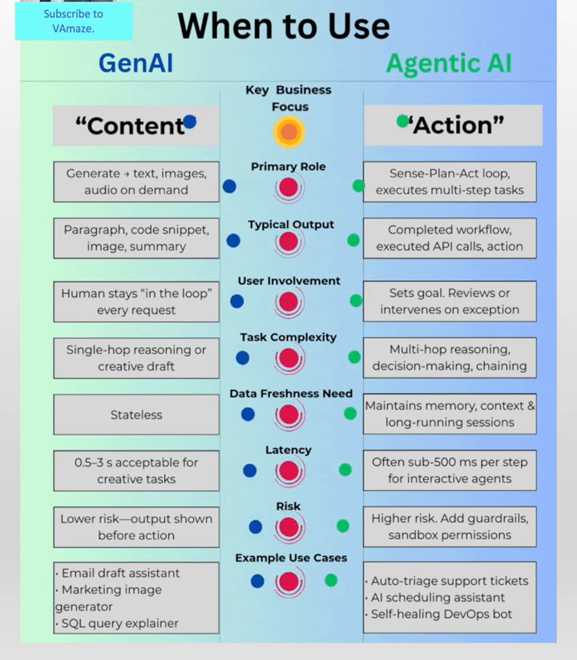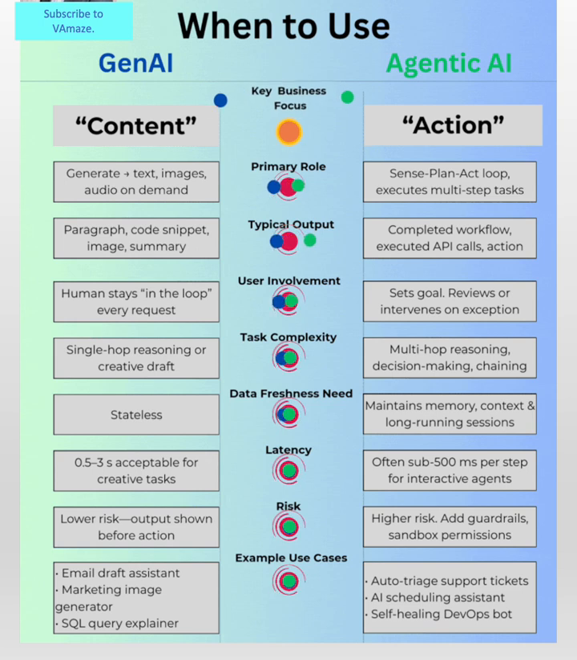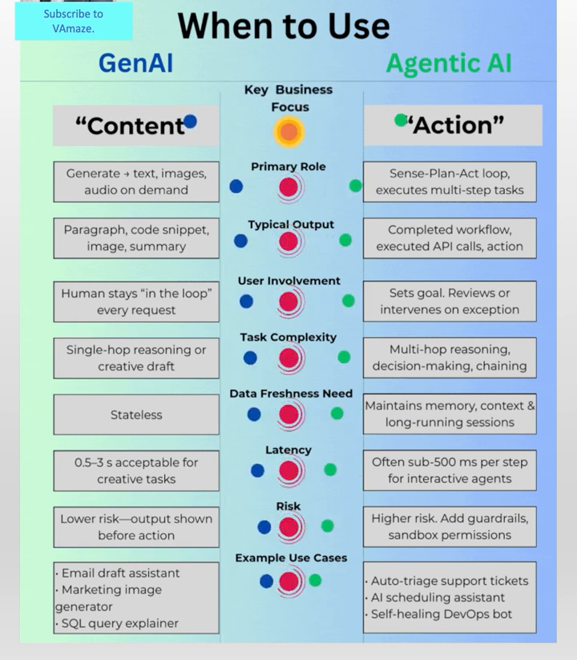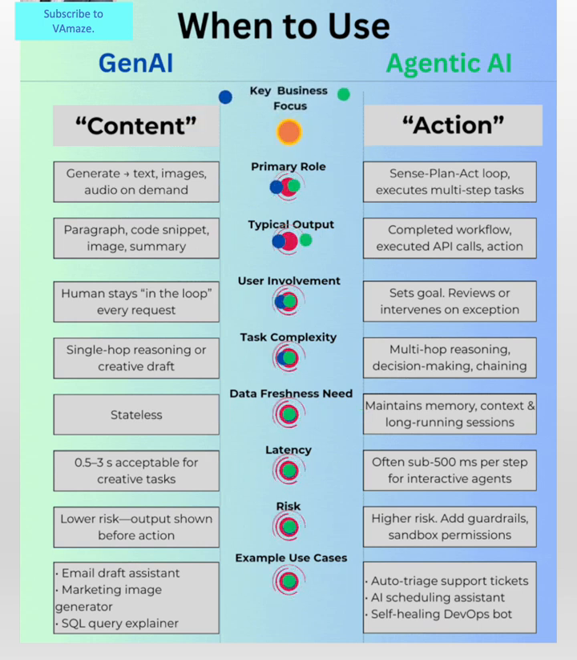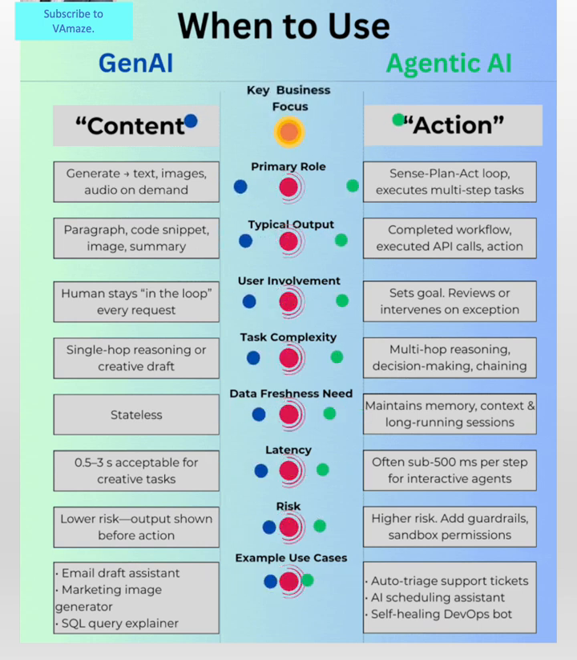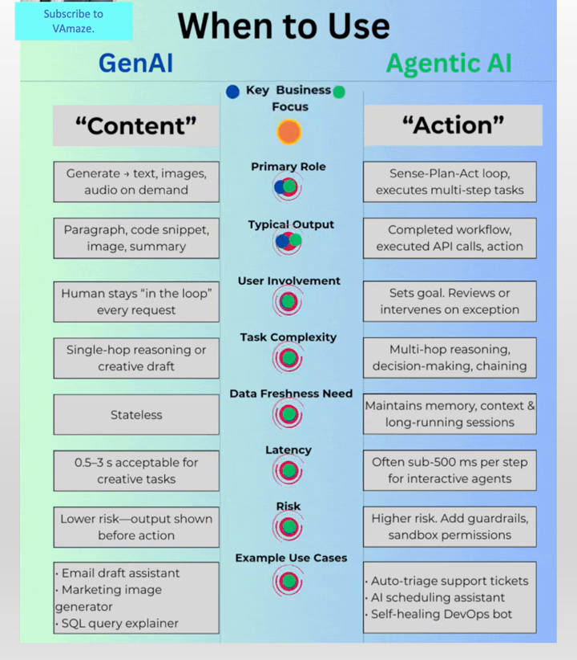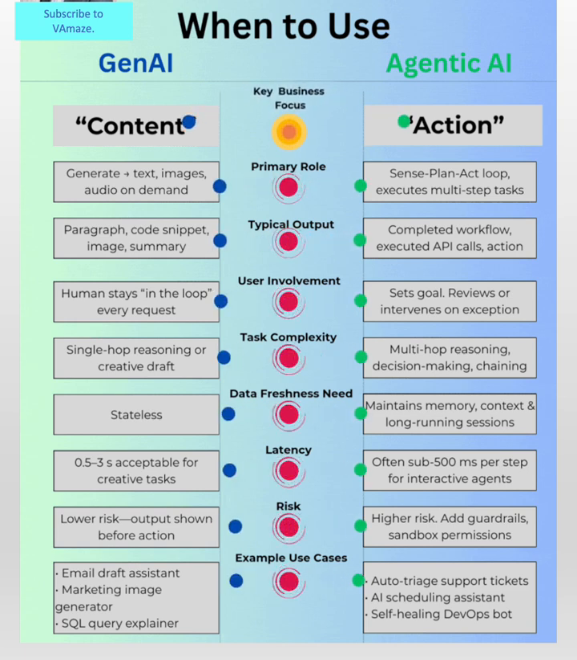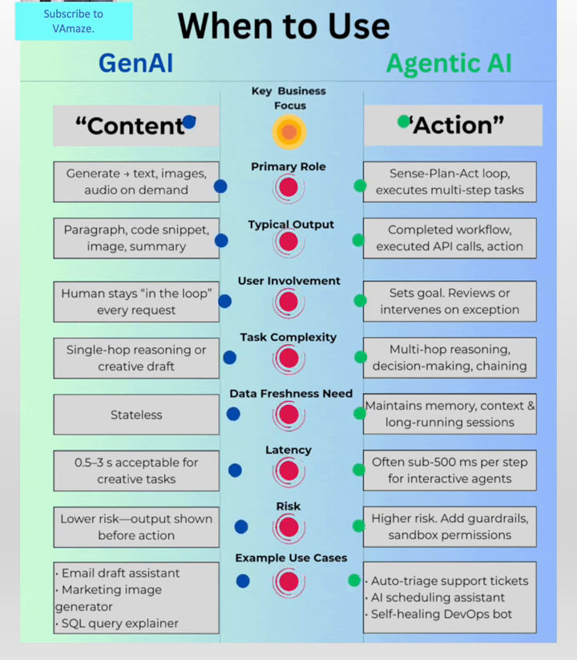Understanding the fundamental distinction. At its core, the difference between GenAI and agentic AI lies in their primary focus and capabilities. GenAI excels at content generation, creating text, images, code, and creative outputs. Agentic AI, on the other hand, is designed for action, executing complex workflows, making decisions, and performing multi-step tasks autonomously. This fundamental distinction shapes every aspect of how these technologies should be deployed and what business problems they're best suited to solve.